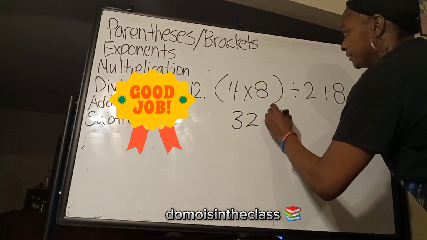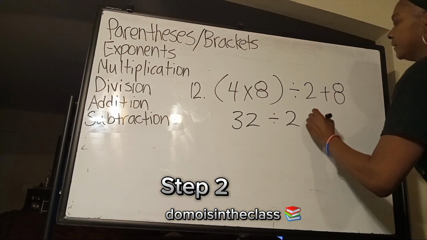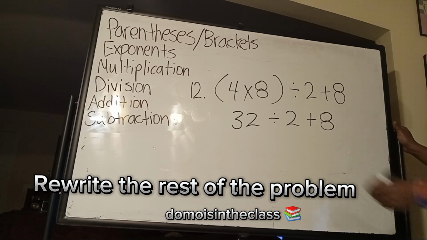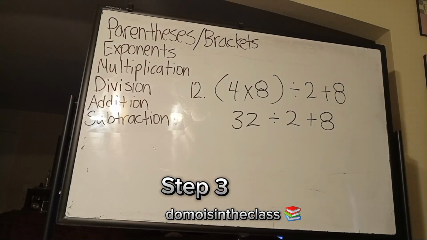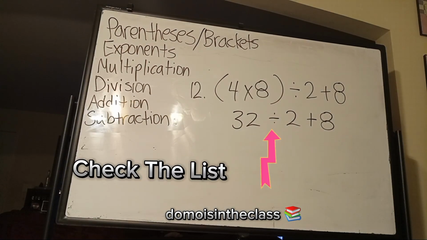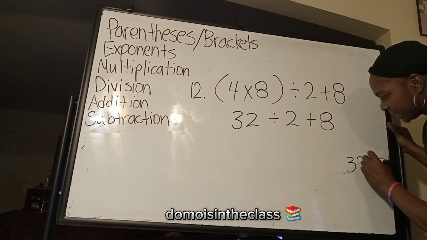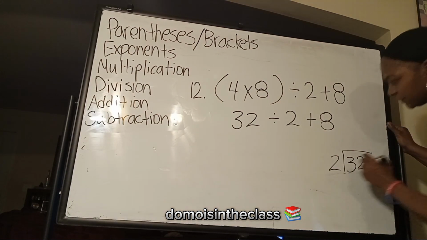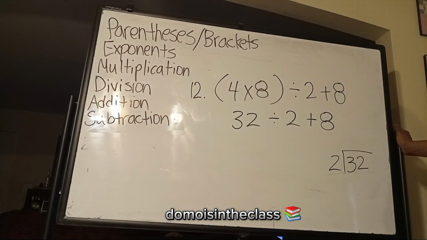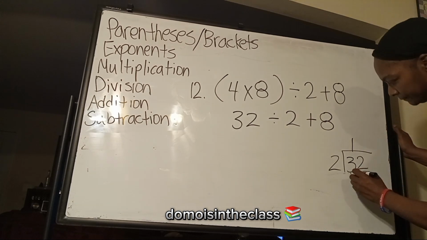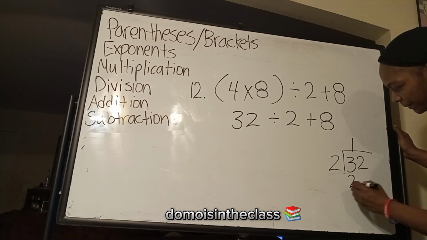So we get 32 divided by 2 plus 8. So now what do we do next? 32 divided by 2. Since it's horizontal, we're just going to put it on the side. 32 in the house, put the 2 on the outside. How many groups of 2 can we get out of 3? 1. Yeah, 1. And 1 times 2 is how much? 1 times 2 equals 2. So we put the 2 underneath the 3.